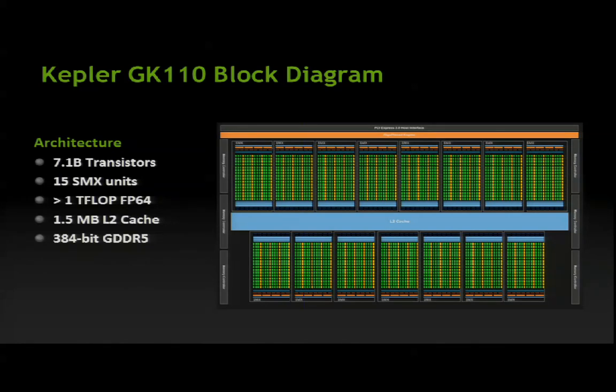So yeah, we have up to 15 streaming multiprocessors. Each one of those chips can, in theory, deliver more than a teraflop of double precision floating point performance. It has a sizable cache that's twice as large as the one that we had on the Fermi chip, and has a 384-bit GDDR5 interface to the memory on the device.